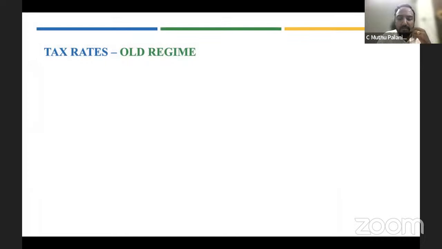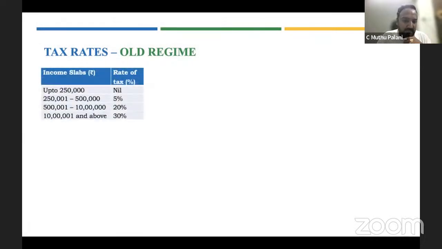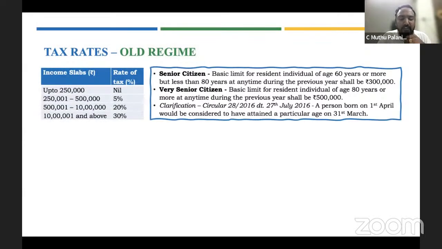When you say basic concept, of course, we need to understand the tax rate, and first the old regime tax rates. So there is a slab. For the first 2.5 lakhs, there is no tax. Then for the next 2.5 lakhs, you have 5%. For the next 5 lakhs, that is 5 lakh to 10 lakh, you have 20%. And 10 lakh and above, you'll have 30%. For senior citizens, the tax slab starts from 3 lakhs. For very senior citizens, the tax slab starts from 5 lakhs.